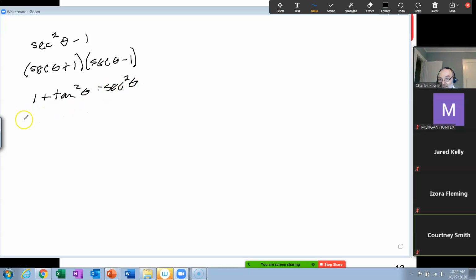Okay, well, what happens if you subtract 1 from both sides? Then this goes away and you get tangent squared theta is equal to secant squared theta minus 1. So why didn't I just write down tangent squared theta? I don't know. I do not know why they did it this way. But it's fine. I mean, that's an identity. It's perfectly legitimate. Okay? And that's all they wanted you to do on that one.